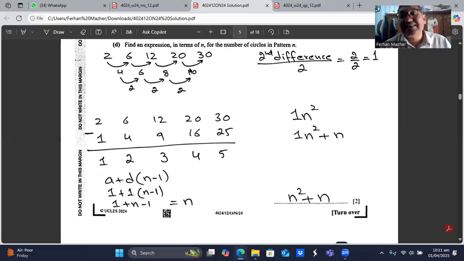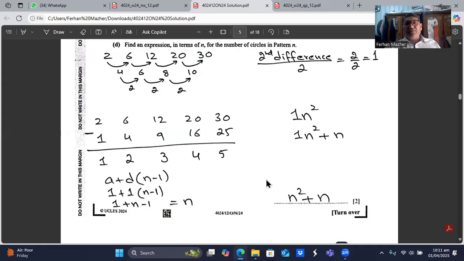Then I will find the second difference. So 4 and 6, the difference is 2. 6 and 8, the difference is 2. 8 and 10, the difference is 2. If the second difference is the same, constant, that means that this is a quadratic sequence. So what you will do, you will take the second difference and divide it by 2. The second difference is 2, you divide it by 2, you get 1.